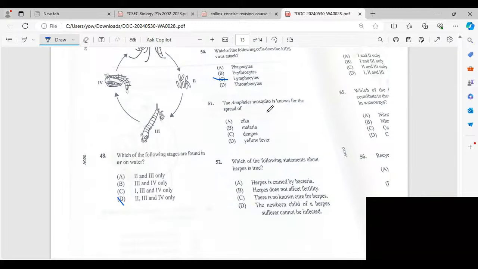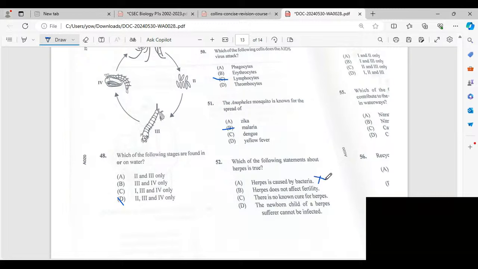51. Anopheles mosquito is known for the spread of, again, a very popular question, malaria. The rest of it will be Aedes aegypti. And 52, which of the following statements about herpes is true? So herpes is caused by a bacteria? No. Herpes is caused by a virus.